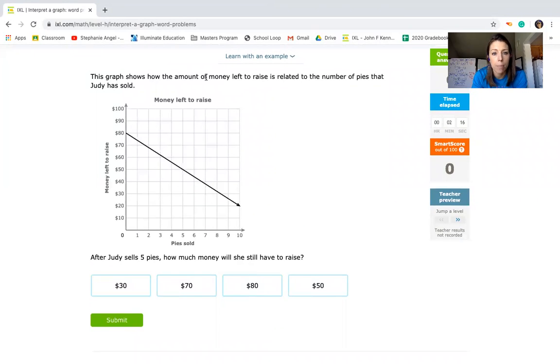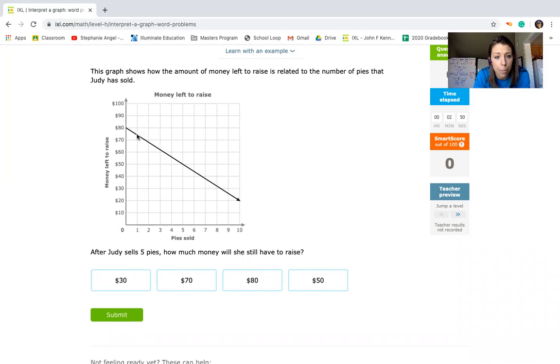So it says this graph shows how the amount of money left to raise is related to the number of pies that Judy has sold. So Judy must be selling pies to raise money for something. So the entire graph represents money left to raise. So maybe she has a goal set in mind of how much money she wants to raise. And then this is how much money she needs to raise to meet her goal. So the y-axis is the money left over, and the x-axis is the number of pies sold. So all of these represent different possible values. So after she sold one pie, she had between $70 and $80 left to raise, so on and so forth.